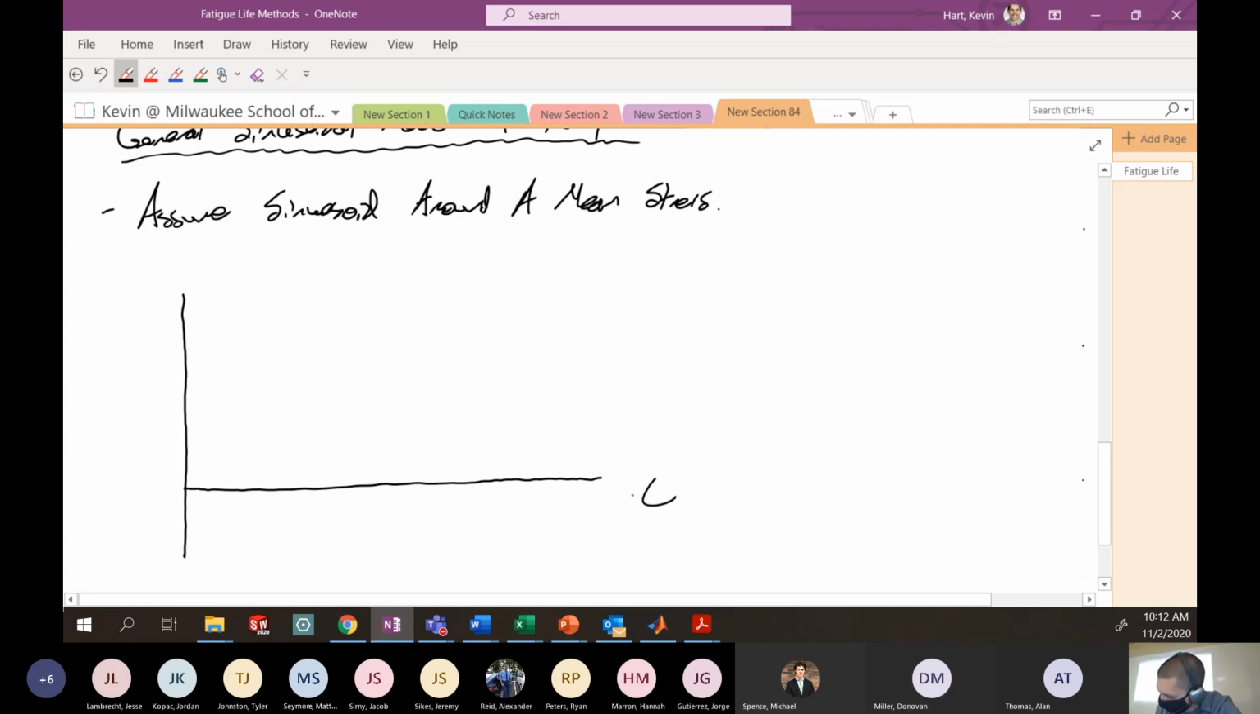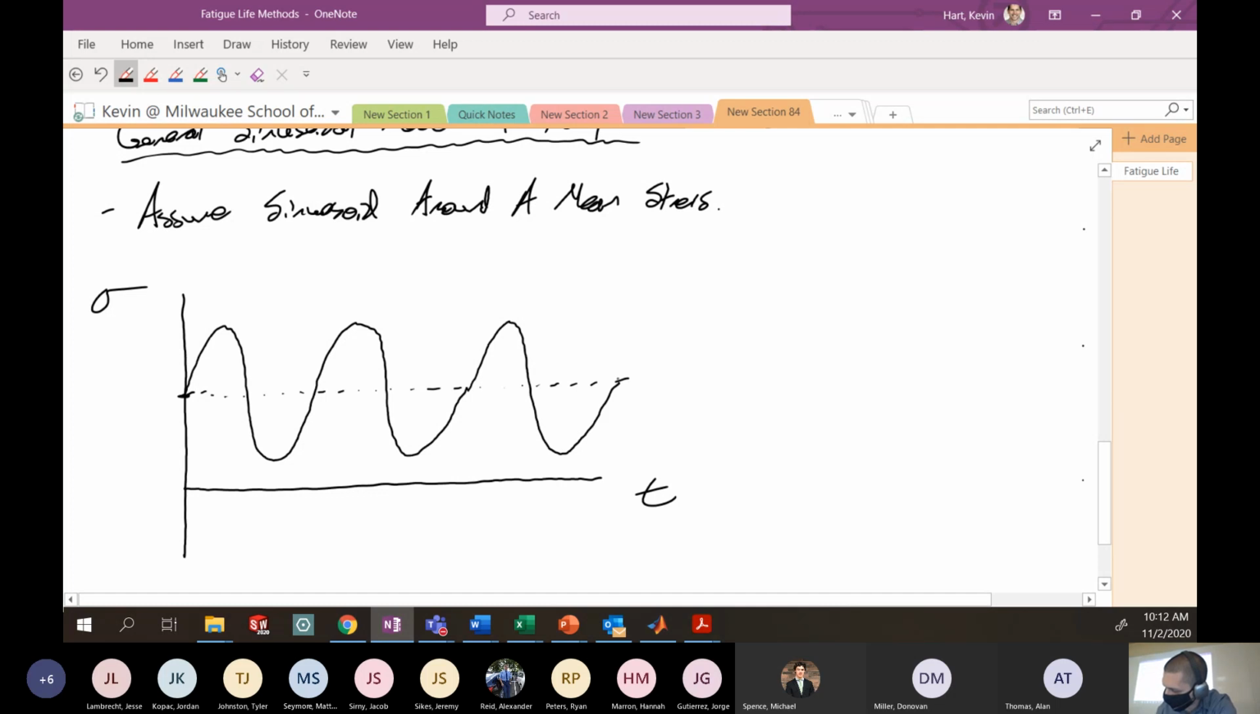So here, let's say this x-axis is time, and the y-axis is the stress that we're applying. And we're going to assume just a general sinusoid, okay? And let's say that we're centered around some mean stress. So our sinusoid is going to just traverse with this mean value. That might look something like this, and this could continue many times. This is just going to be the general model that we have.